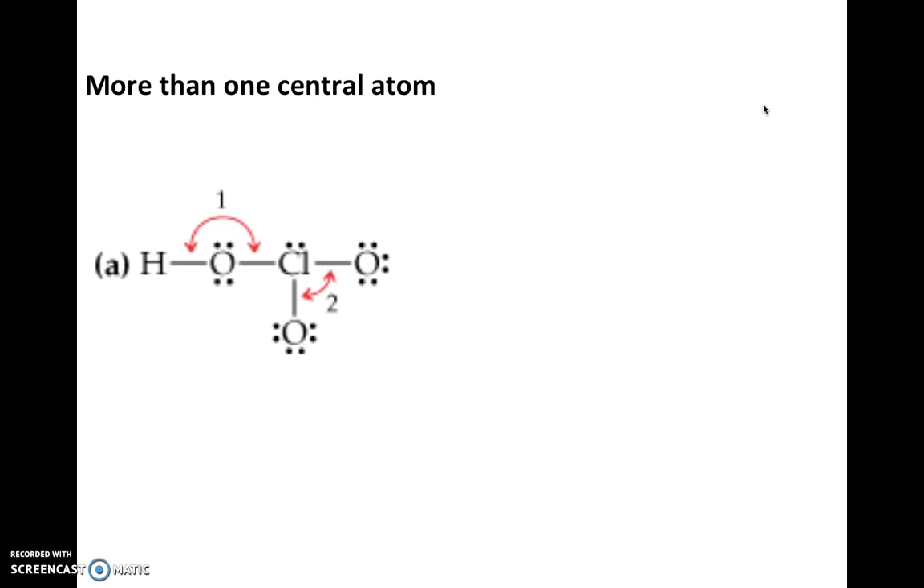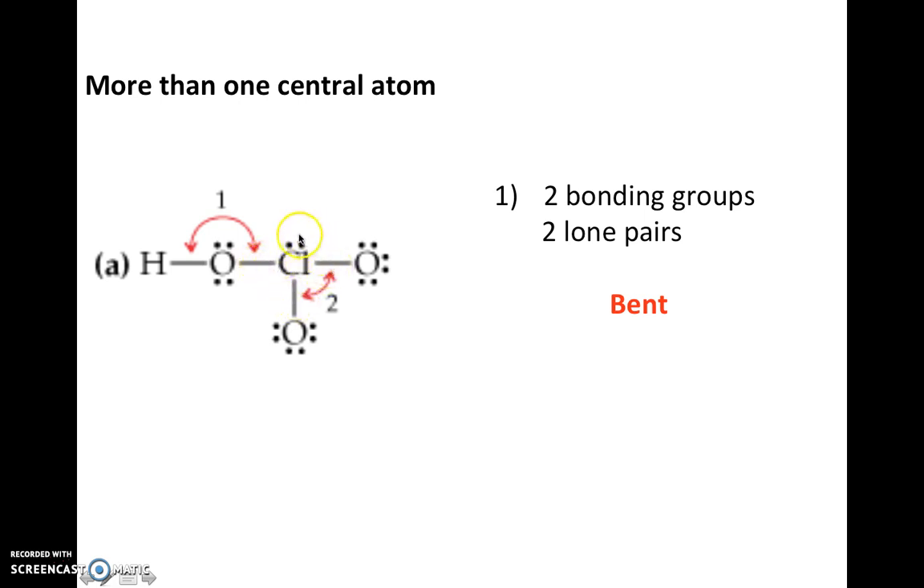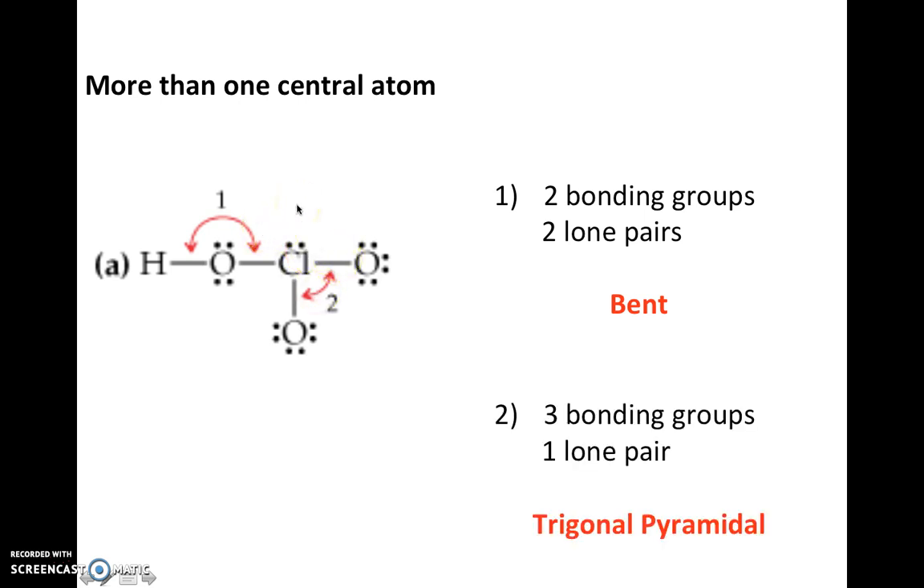So for number 1, I see there are 1, 2 bonding groups around the oxygen and 1, 2 lone pairs around the oxygen. If I refer to my geometry chart, that would give me a bent geometry. Similarly for the chlorine, I have 1, 2, 3 bonding groups, 1 lone pair. 3 and 1 gives me a geometry of trigonal pyramidal.